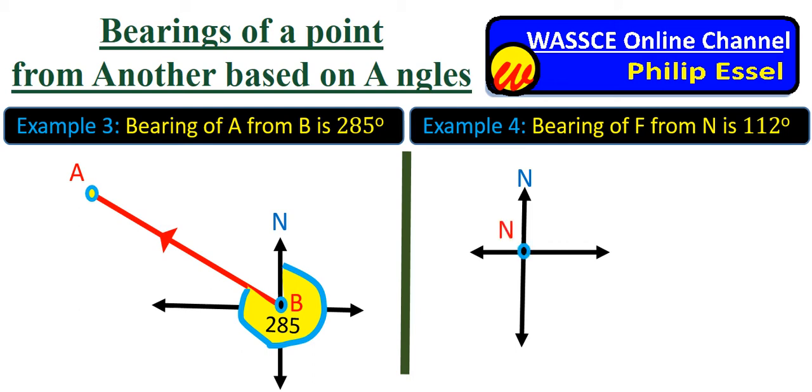We will then measure 112 degrees from the North Pole clockwise. We will then draw our arrow diagram from the origin, the point N, to our destination, the point F. I hope that was very simple.